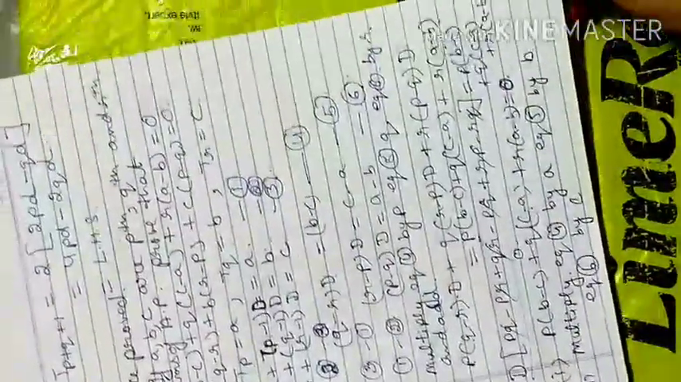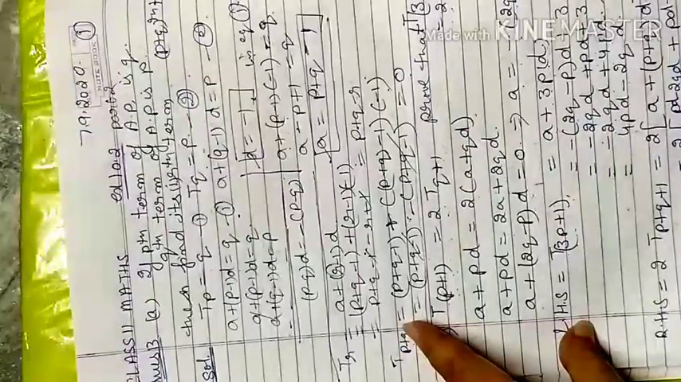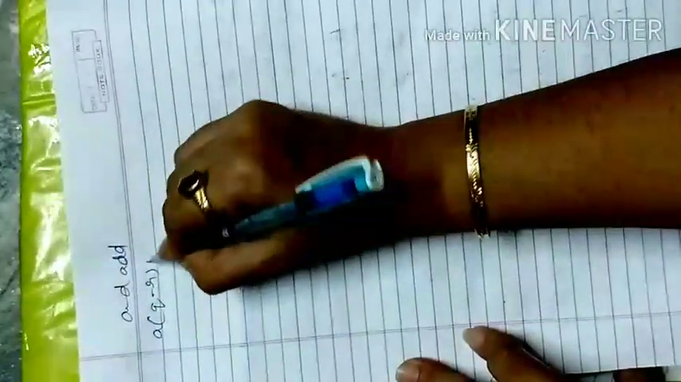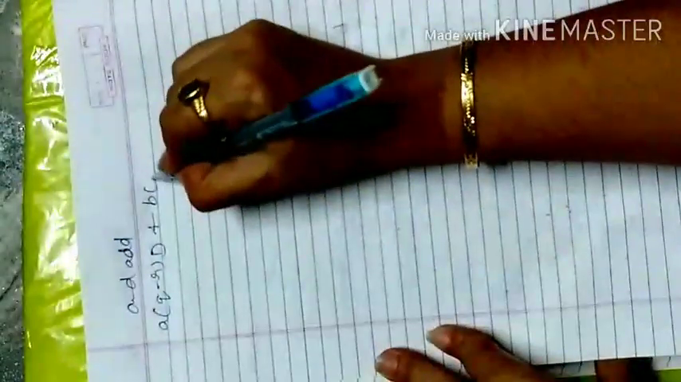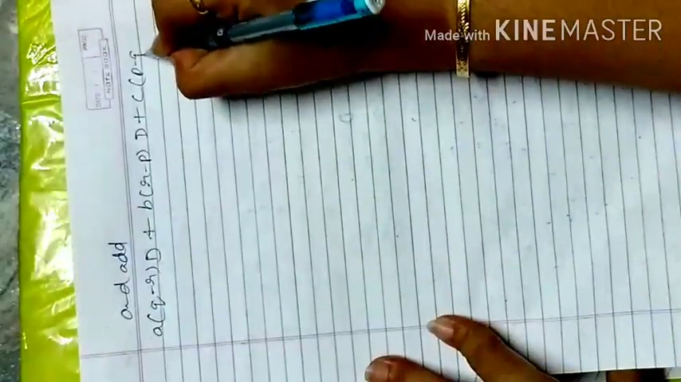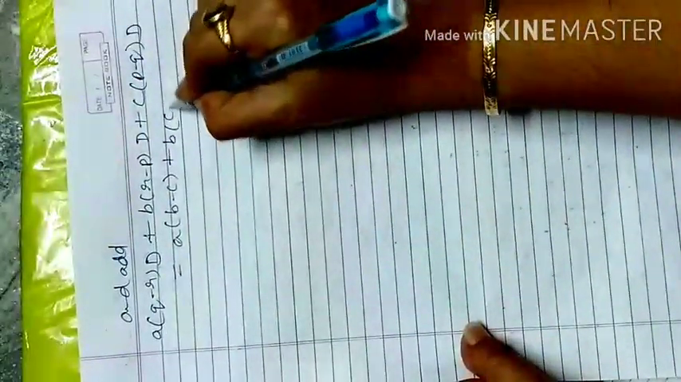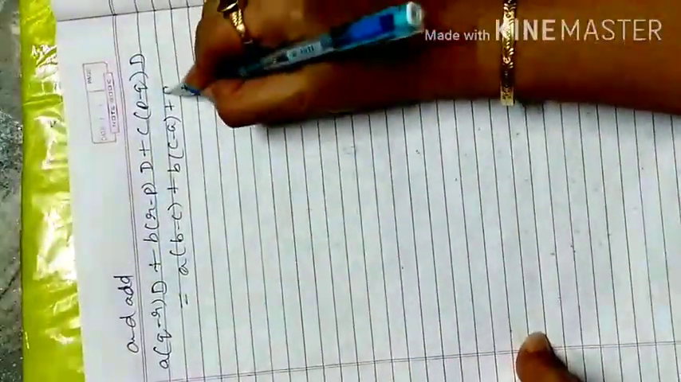Now when you multiply these terms and add, you get: a(q minus r) d plus b(r minus p) d plus c(p minus q) d on the left side, and on the right side a(b minus c) plus b(c minus a) plus c(a minus b).